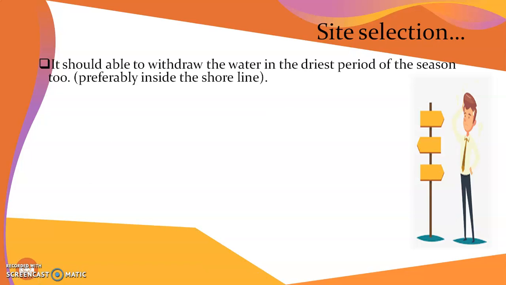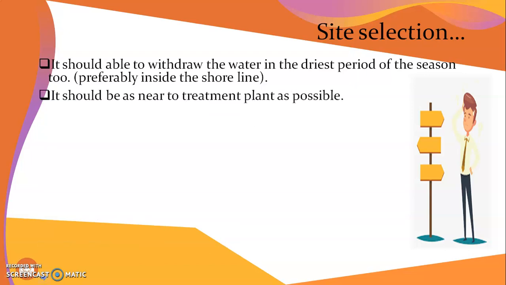Site selection: how can one select the site for such a structure? It should be able to withdraw water in the driest period of the season too. It means it should have a location where, for the largest part of the year, water is available. This kind of site is preferably available inside the shoreline, so the water is available even in the summer period.